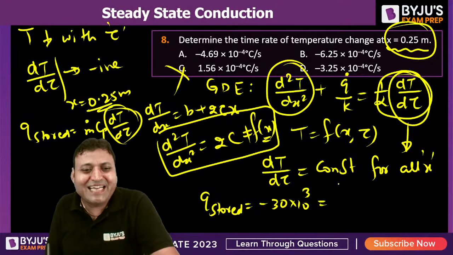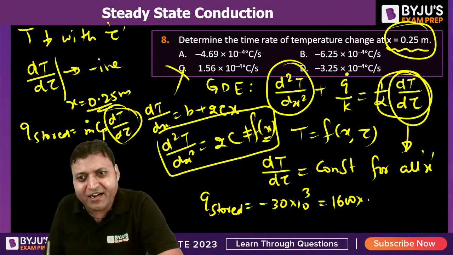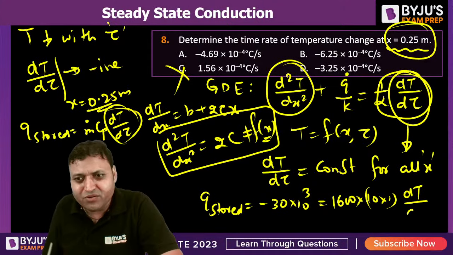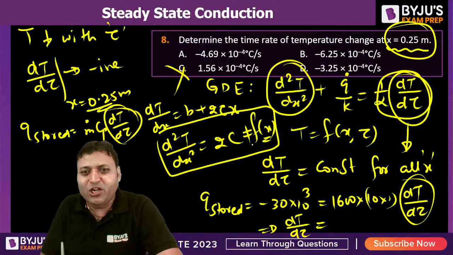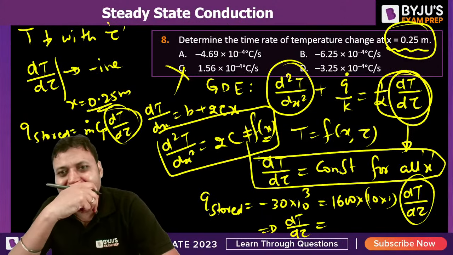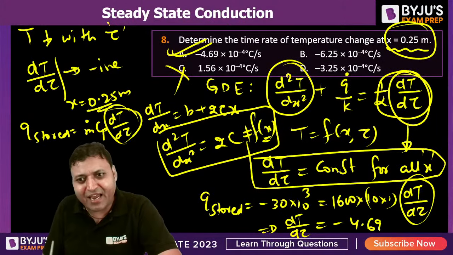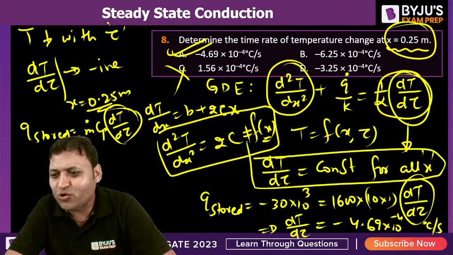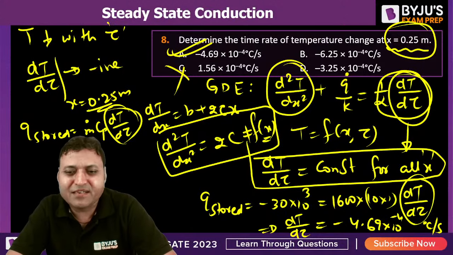What is the mass flow rate? That is density into volume. Density is 1600, volume is 10 into 1, into dT/dτ. Solve this, then you will get the answer. For all values of x, dT/dτ will remain constant. The correct answer is option A. You must get around minus 4.69 into 10 to the power minus 4 degrees Celsius per second. Right? A will be the answer.